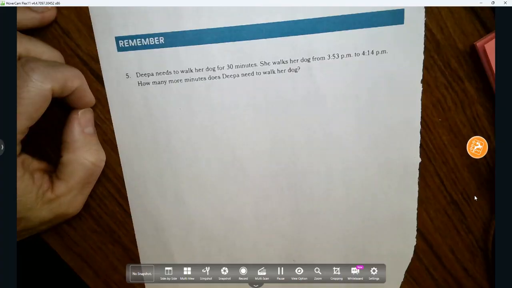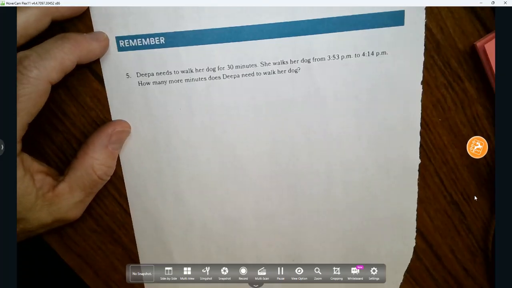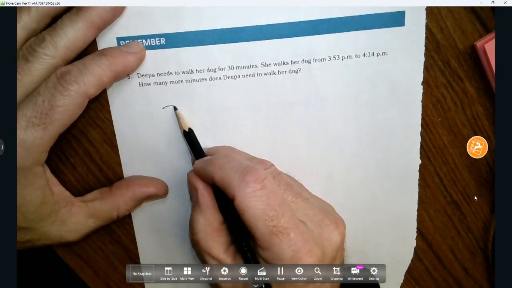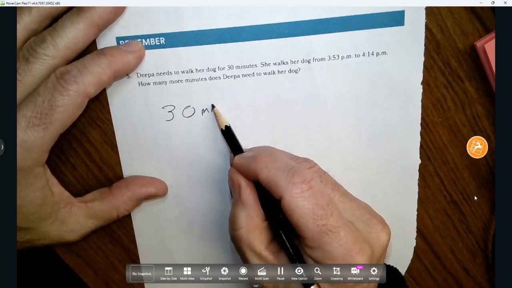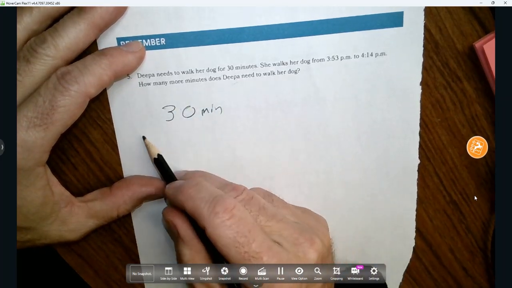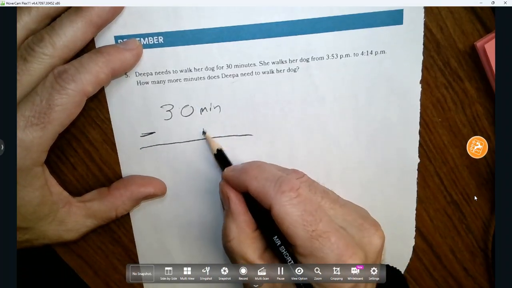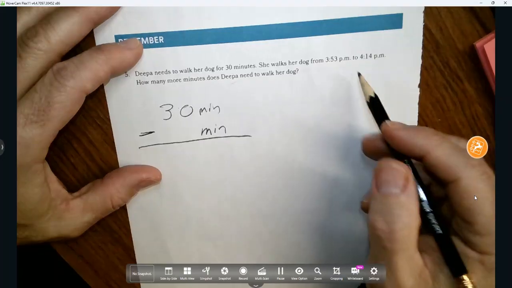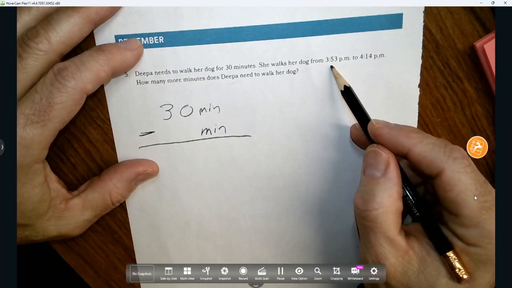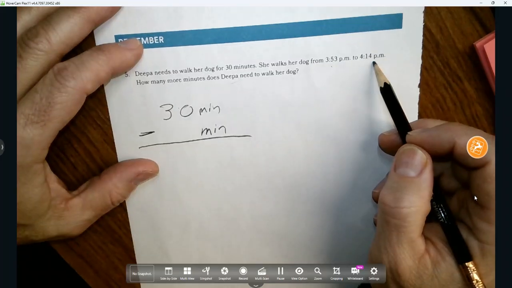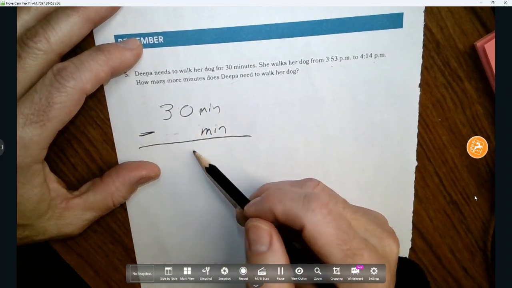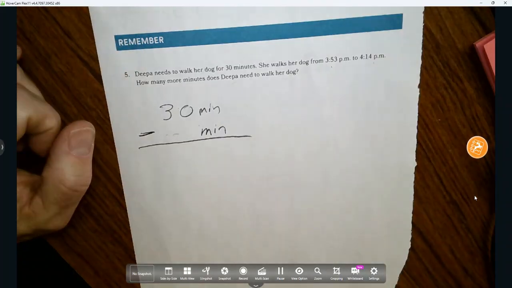All right, let's look at the back. It says, Deepa needs to walk her dog for 30 minutes. She walks her dog from 3:53 p.m. to 4:14 p.m. How many more minutes does Deepa need to walk her dog? So she needs to walk for 30 minutes, and it says, how many more minutes does she need? So this is going to be a subtraction problem. You need to figure out how many minutes it is from 3:53 to 4:14. Put that number here, and then do the subtraction to find your answer. That's all the help you get on that one today.